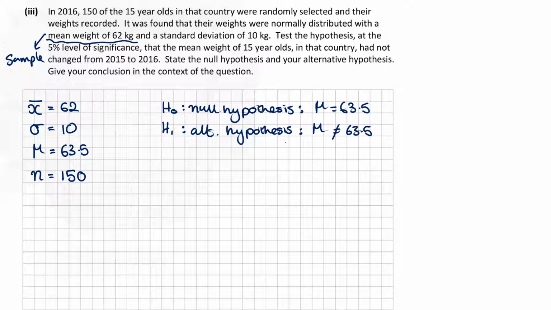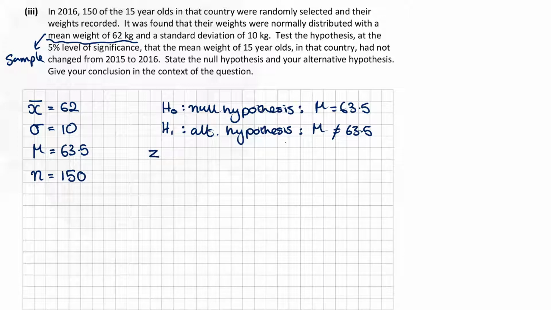So we're not saying greater than or less than, we're just saying it's not equal to. What that is saying is that the mean weight of 15-year-olds in that country has changed from 2015 to 2016. So it's absolutely fine to write your null hypothesis as mu equals and mu does not equal, but make sure for yourself that you understand what it means and what it represents. There are a few different ways of doing this. You can work out a confidence interval and use that, which is absolutely fine to do. I'm actually going to use my standardization formula.